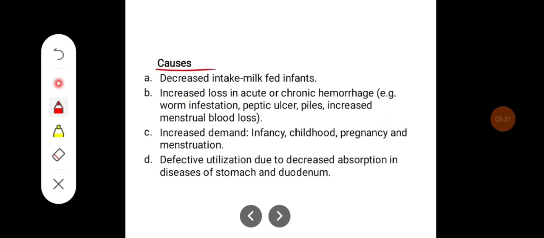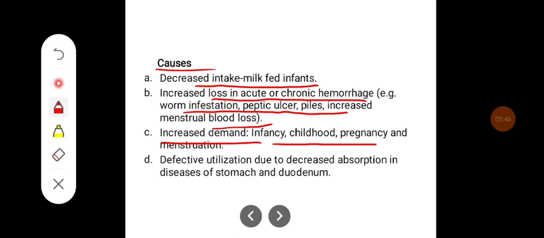So the causes for iron deficiency are decreased intake, as in milk fed infants, and increased loss in acute or chronic hemorrhage. For example, it can occur in worm infestation, peptic ulcer disease, piles, and increased menstrual blood loss. It can occur also because of the increase in demand, which occurs in infancy, childhood, pregnancy, and menstruation. It occurs because of defective utilization due to decreased absorption in disease of the stomach and duodenum.